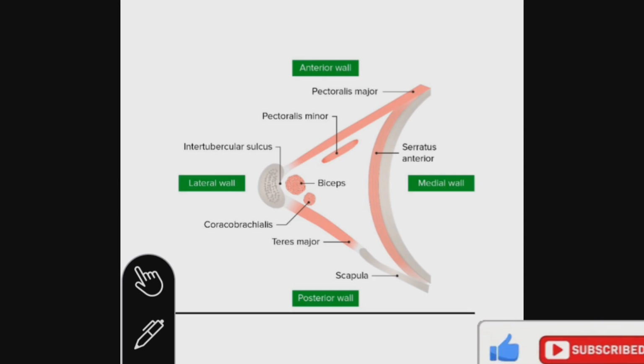Now, the contents of the axilla are: number one, the axillary artery, the axillary vein, the brachial plexus, the axillary lymph nodes, and fats. So axillary artery, vein, lymph nodes, and the brachial plexus.